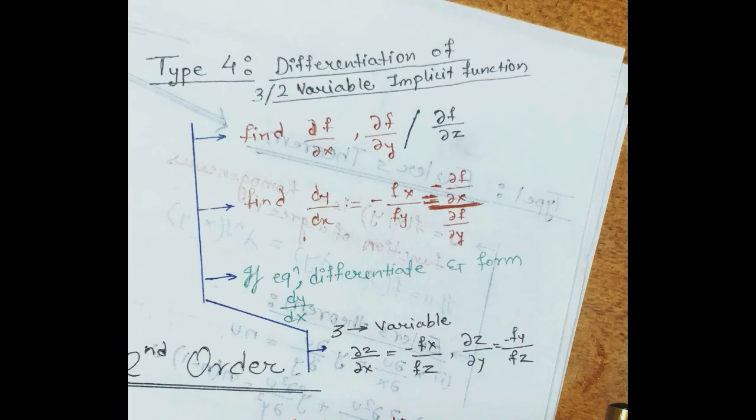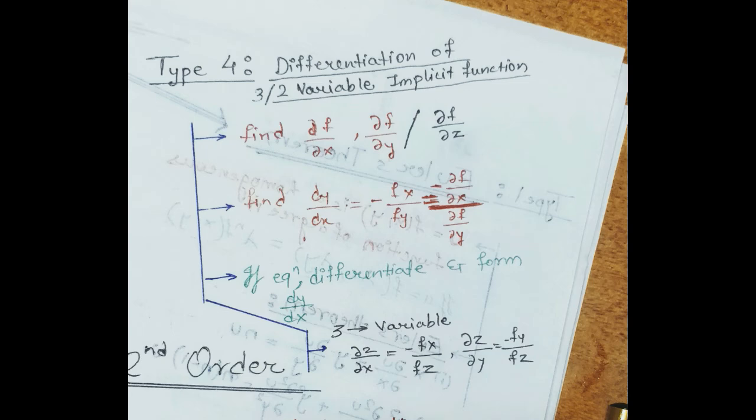After finding the partial derivatives of the function with respect to x, with respect to y for two variables, and with respect to z for the third, we have to find dy by dx, which is equal to minus fx upon fy, which is equal to minus dou f upon dou x, the whole divided by dou f upon dou y.